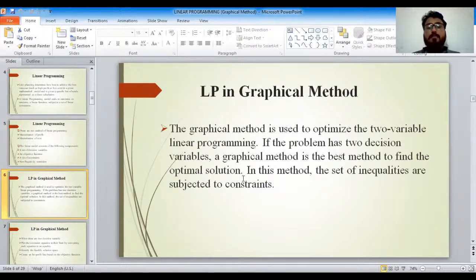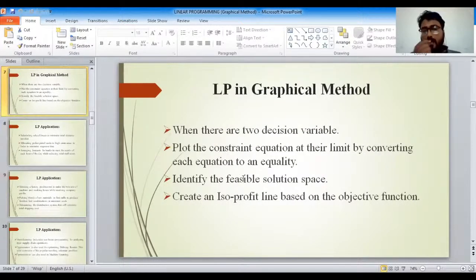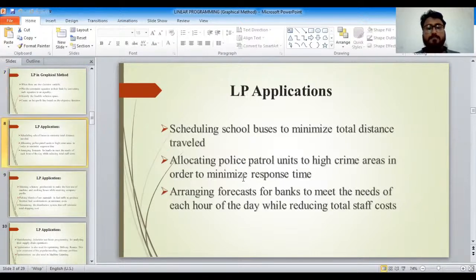Linear programming in graphical methods. The graphical method is used to optimize the two variables linear programming. If the problem has two decision variables, a graphical method is the best method to find the optimal solutions. In this method, the set of inequalities are subject to constraints. When there are two decision variables, plot the constraint equations and their limit by converting each equation to an equality. Identify the feasible solution space, then create an isoprofit line based on the objective function.